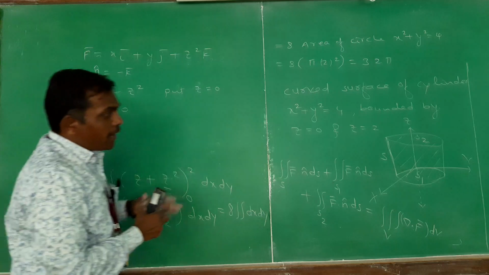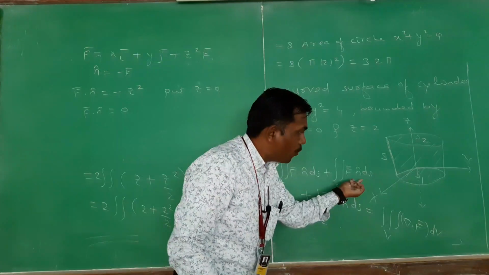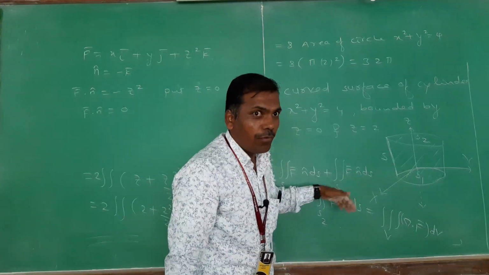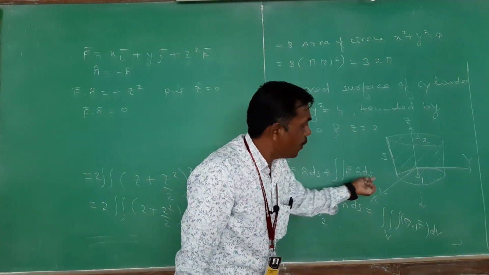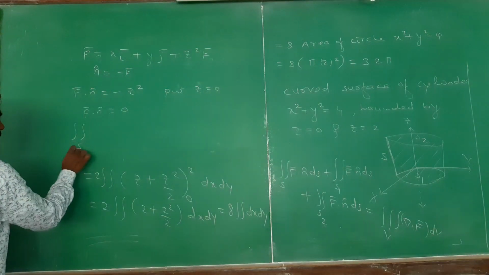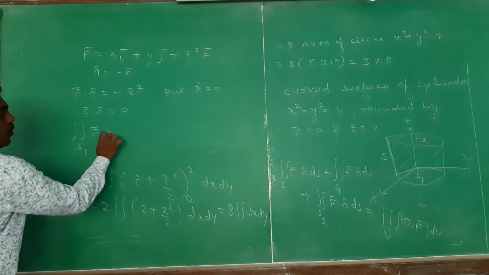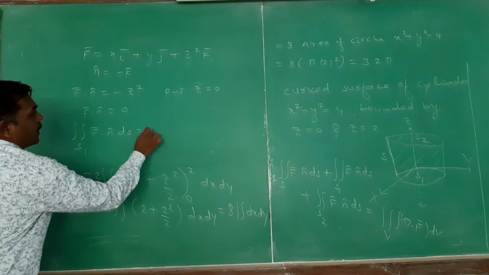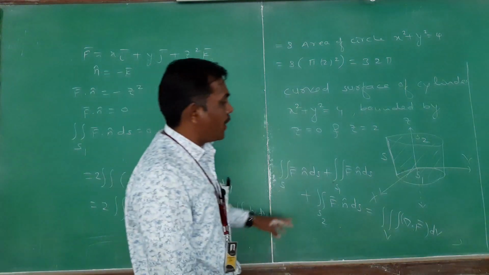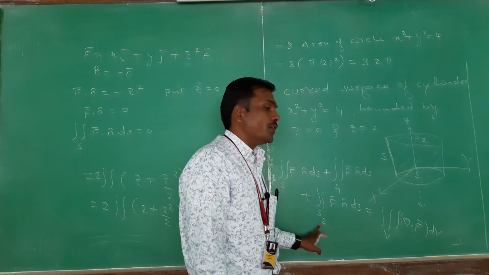If f bar dot n cap is equal to 0 here, what does it become? This is a definite integral, we can take the limits also. So 0 ds will become 0. So the double integration over s1 of f bar dot n cap ds is equal to 0. Now only one integral remains to find, the double integral over s2.